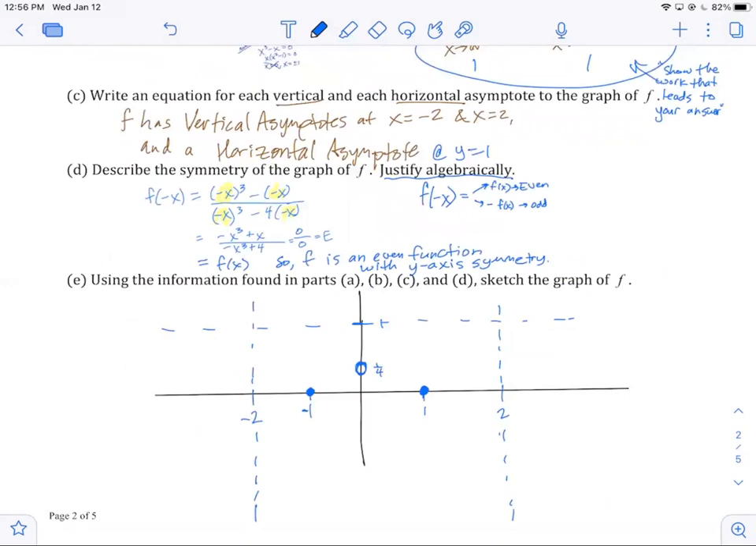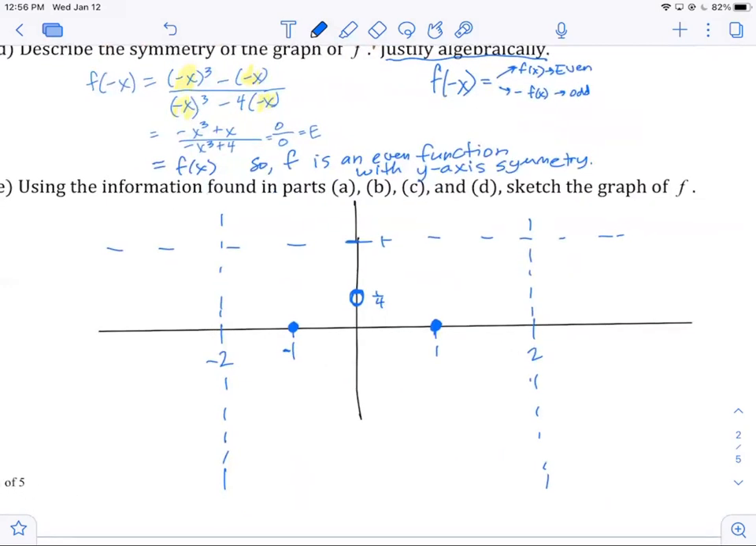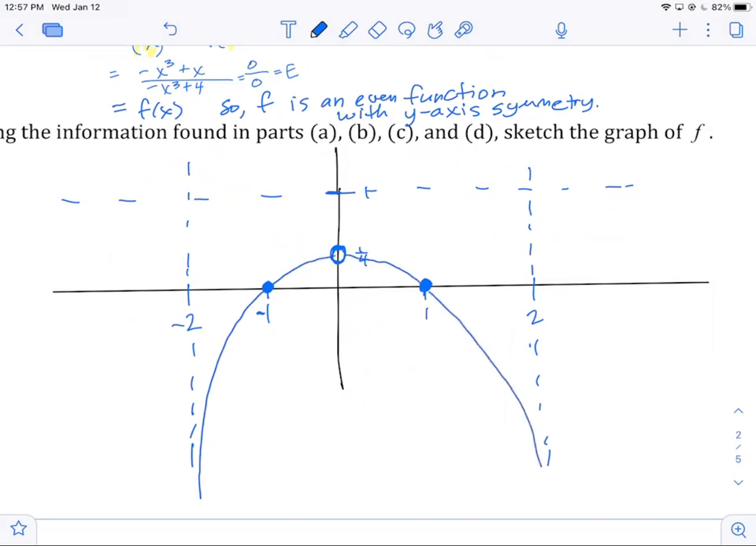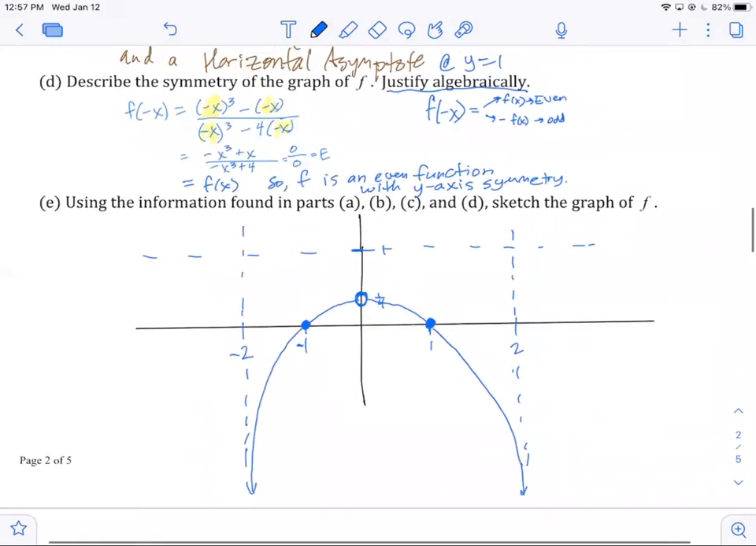That's all we found. Is this enough to sketch the graph? I'm guessing they think so. So remember, the evidence is not just what's there, but what's not there. So I know, and I haven't done any first derivative, second derivative number line stuff, so I'm just using the fact that the graph is going to look like this. I'm guessing, right? I'm guessing.